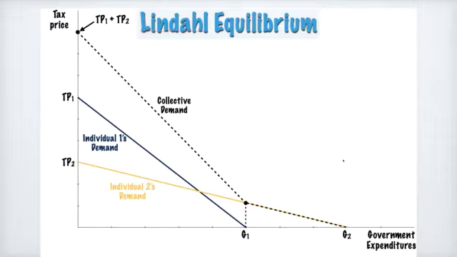So realize that for government expenditures from 0 to G1, we're vertically adding individual 1's demand curve to individual 2's demand curve. For government expenditures from G1 to G2, the only one that matters is individual two's demand curve, because they're the only individual out of these two who wishes government expenditures to be above G1. So the collective demand curve is equivalent to individual two's demand curve for government expenditures greater than G1.